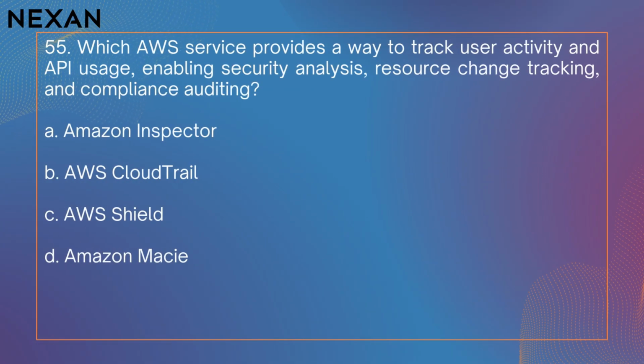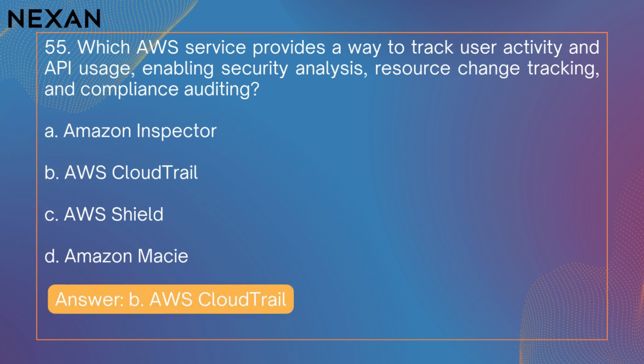55. Which AWS service provides a way to track user activity and API usage, enabling security analysis, resource change tracking, and compliance auditing? A. Amazon Inspector. B. AWS CloudTrail. C. AWS Shield. D. Amazon Macie. Answer: B. AWS CloudTrail.